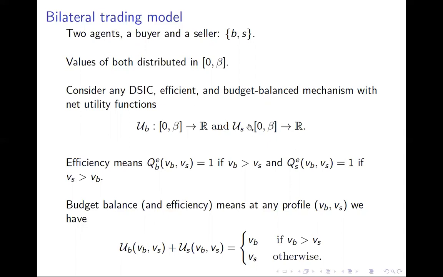Okay, and because it's efficient, what it will boil down to is that if VB is greater than VS, it's going to be equal to VB. Otherwise, it's going to be VS. So this basically means that a budget balanced and efficient mechanism redistributes the entire surplus, and if VB is greater than VS, then that surplus is VB, otherwise the surplus is VS. So any questions so far on this slide? No, sir.